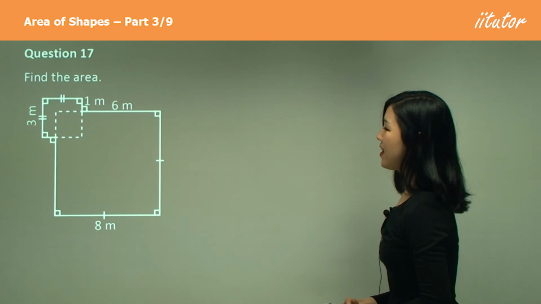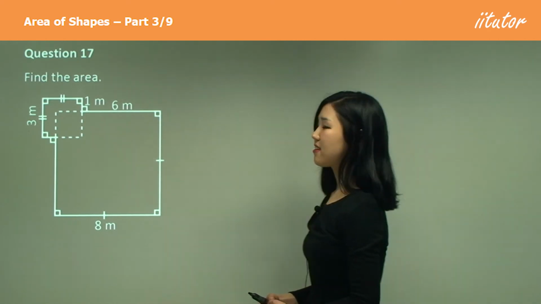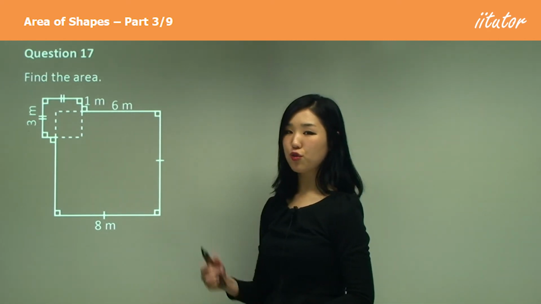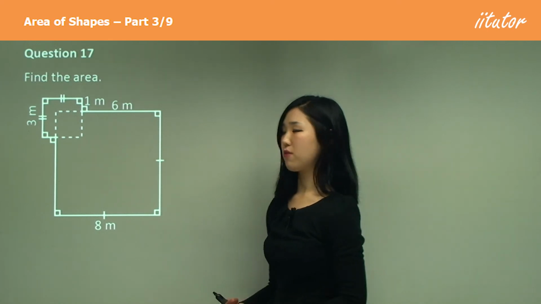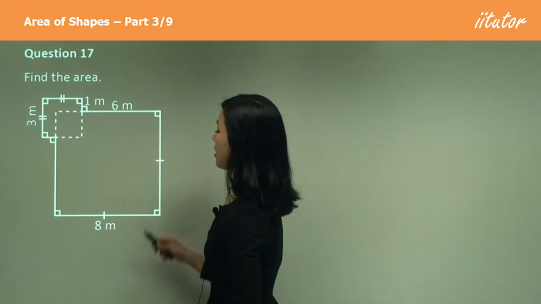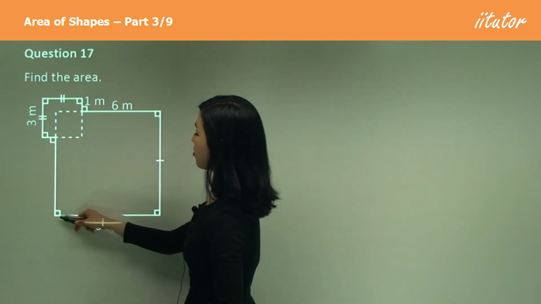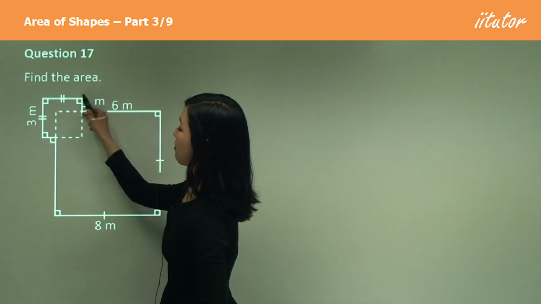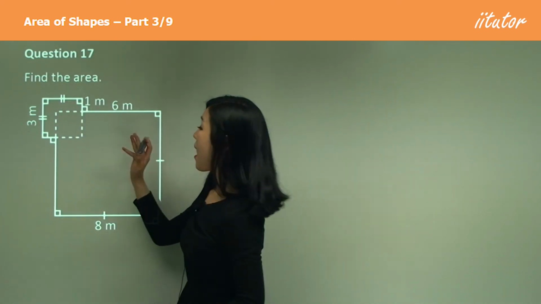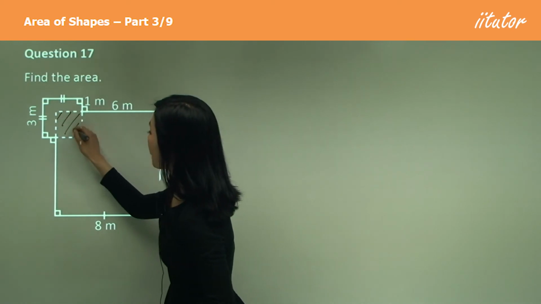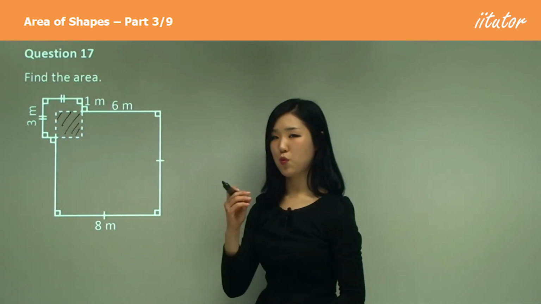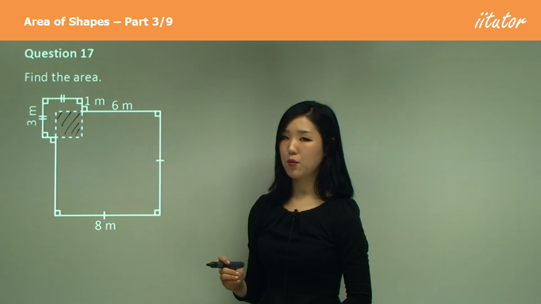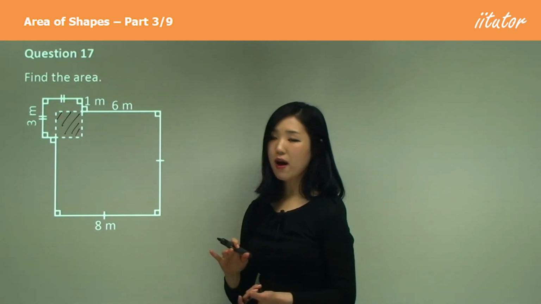Let's do another one. Find the area. So this time it looks like 2 squares overlapping each other, isn't it? So what I'm going to do is find the area of the big square and the area of the little square, and I should subtract away this little square. That's also a little square, isn't it? So I want to subtract that away, because that's the overlapping part.